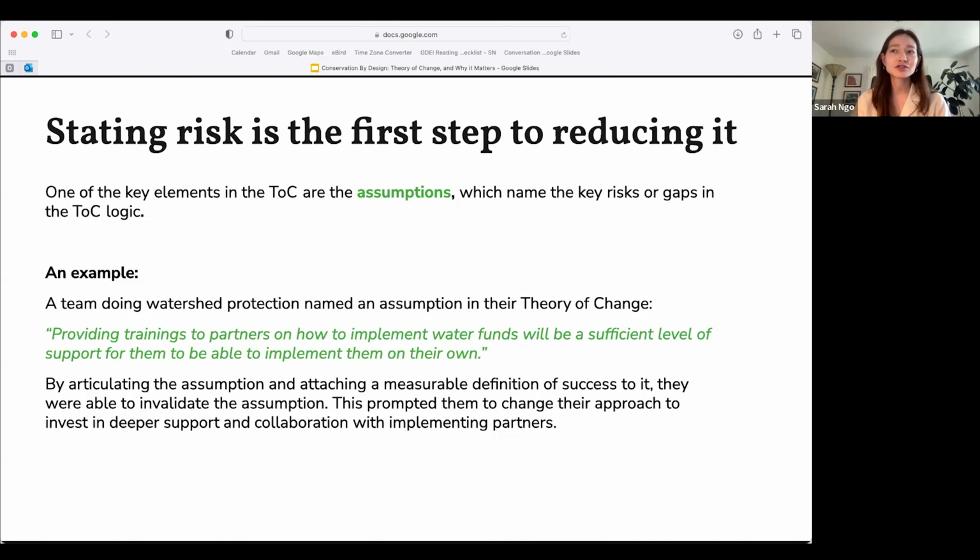And they found over time that they were able to invalidate that assumption. So providing trainings was not sufficient support. This prompted them to change their approach and invest in much deeper support and collaboration with implementing partners. So it's really an amazing success story of a team avoiding a potential failure scenario early by keeping an eye on a key risk and addressing it when they found that the evidence didn't support continuing to rely on that assumption.